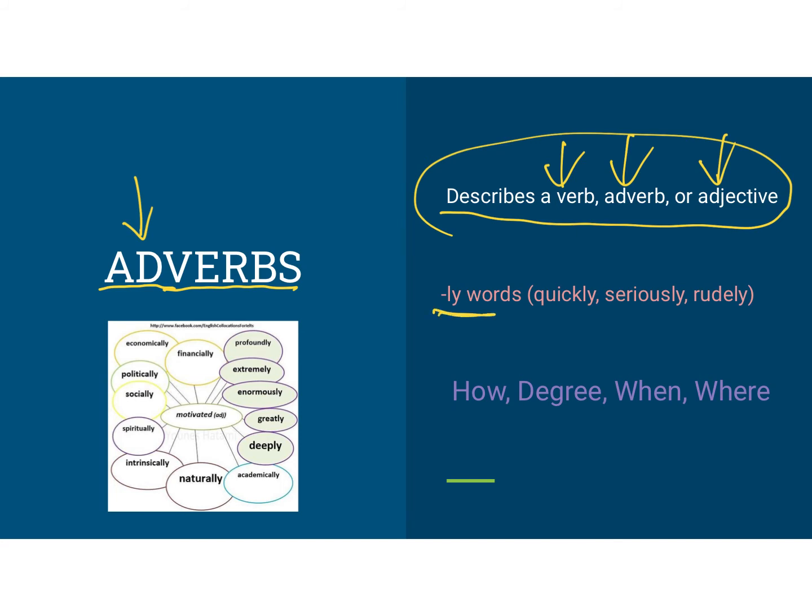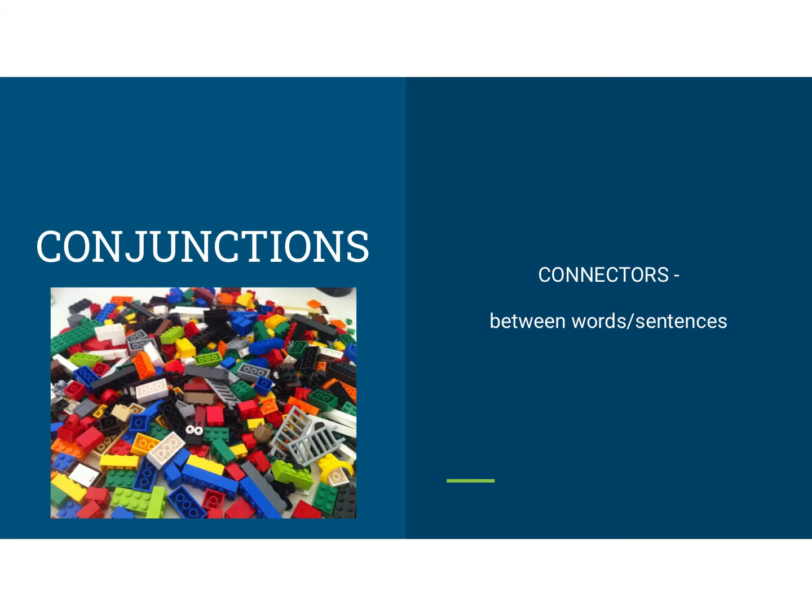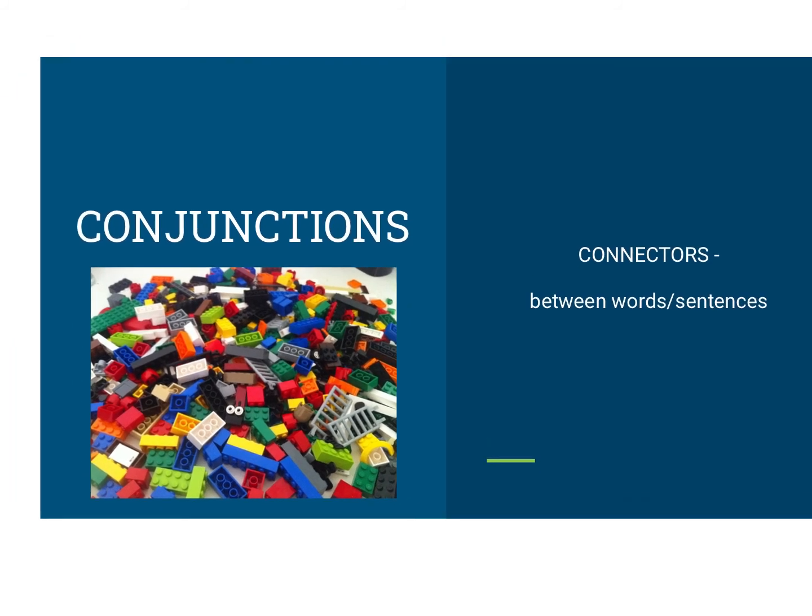A lot of times they end in ly, but they're going to answer the question of how something is done, to what degree or extent. Remember, not, never, always, often, when something would be done, and sometimes where it is done. And those are our adverbs, our other type of describing words that add detail. We have our conjunctions. Our conjunctions are those words that connect. They're Lego pieces for our sentences and for other words, and that's what they do. They connect them.